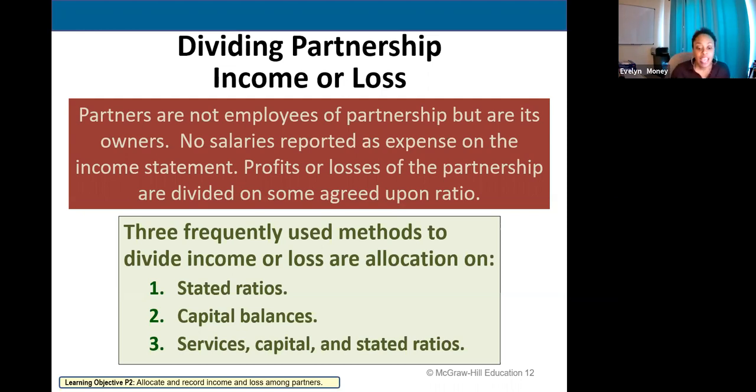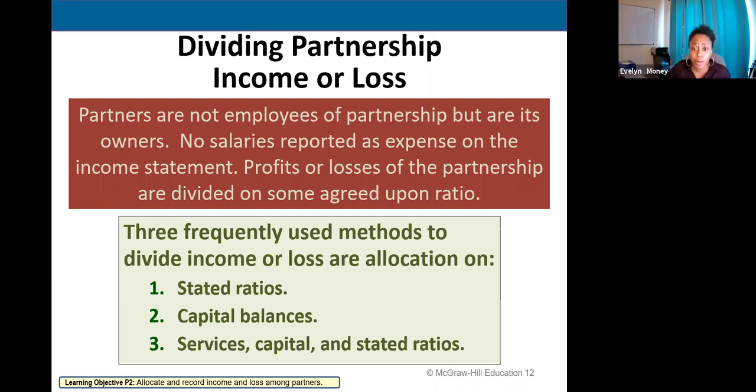Well, sometimes in that partnership agreement, we allow partners to receive salaries. Those salaries are not shown as expenses on the income statement like we do with all of the other salaries that we record for all of our other employees. That actually impacts the partner's capital accounts. And we account for those salaries when we allocate net income. I'm going to show you what we need.